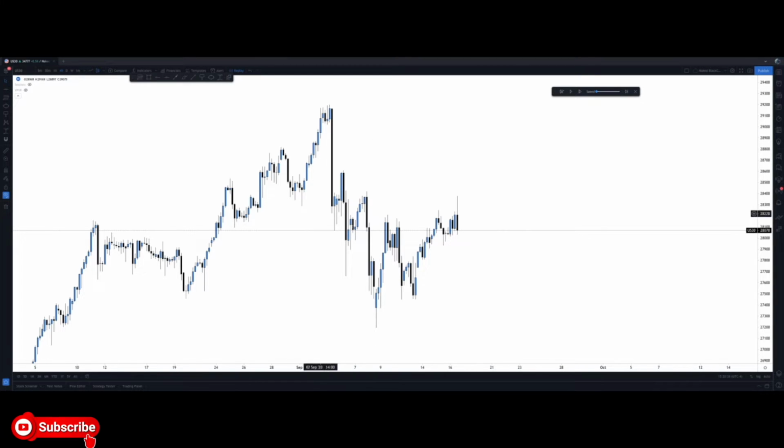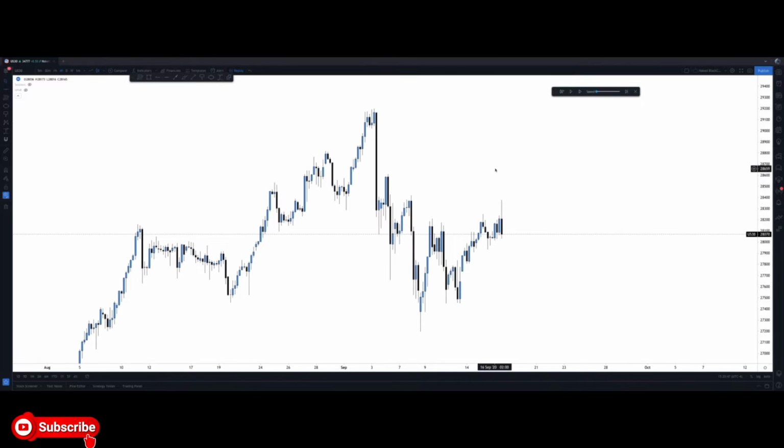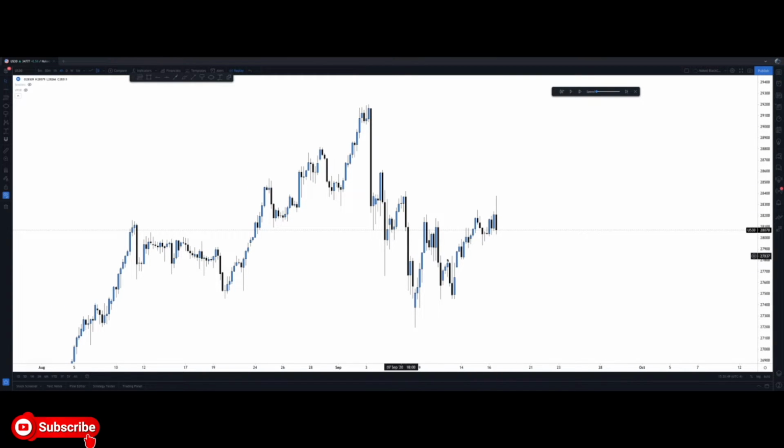So as you can see, I went back to a random place in time. This is September 16th 2020, so this is a while ago. The price is at 28,000, so if you trade US30, you know this is back in time. So we're basically going to be looking at this area of price right here.